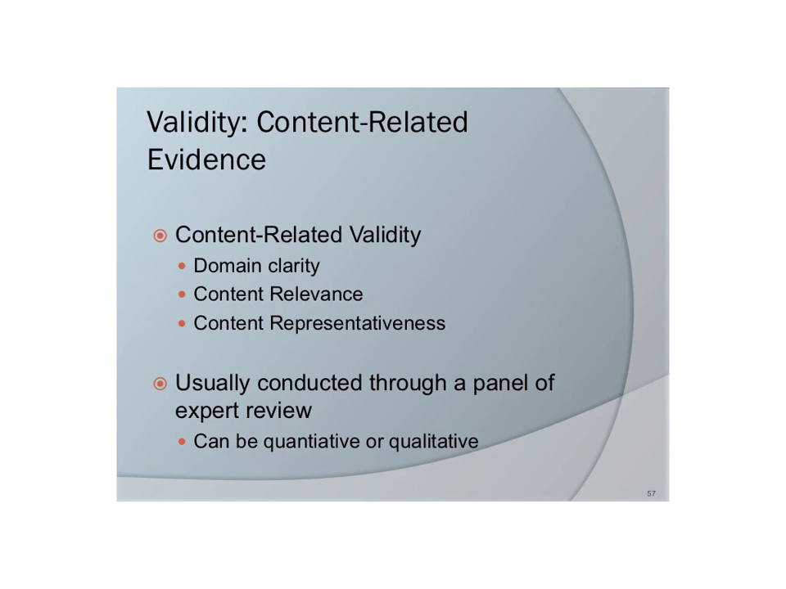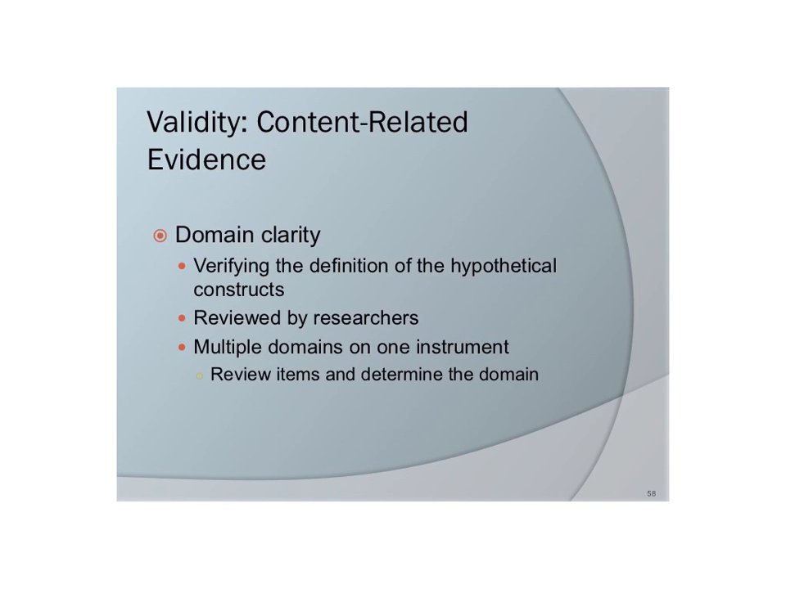So the first one we're going to start with is content-related validity. Content validity we measure in 3 different areas: domain clarity, content relevance, and content representativeness. This can be done through both a qualitative and quantitative manner using a panel of experts. Domain clarity is making sure that your operational and constitutive definitions of the hypothetical construct make sense, and they actually match up with the theory.